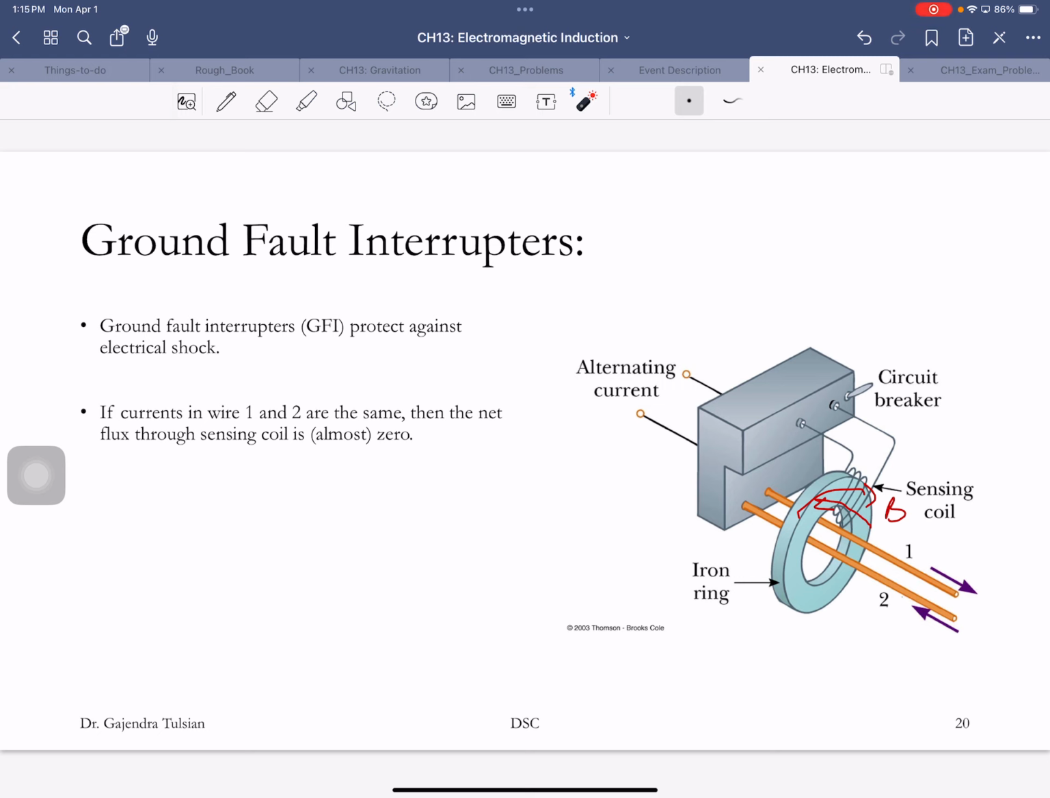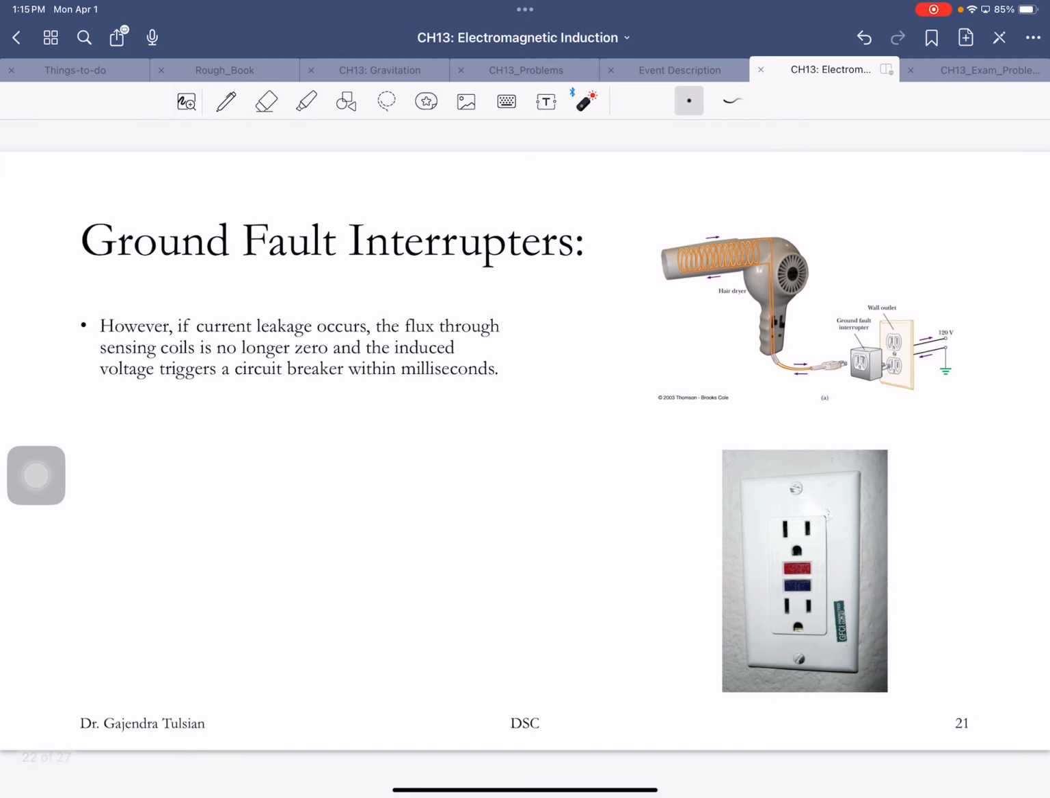The instant these two currents are not equal, this magnetic field is not zero. So before, you didn't have a current, you didn't have a magnetic field, and the instant the currents are not equal, there's a magnetic field induced, there's a current induced, and that'll shut off the device. This thing can act within a millisecond. So that's what these things are. If current leakage occurs, the flux through the sensing coil is no longer zero, and the induced voltage triggers a circuit breaker within milliseconds.